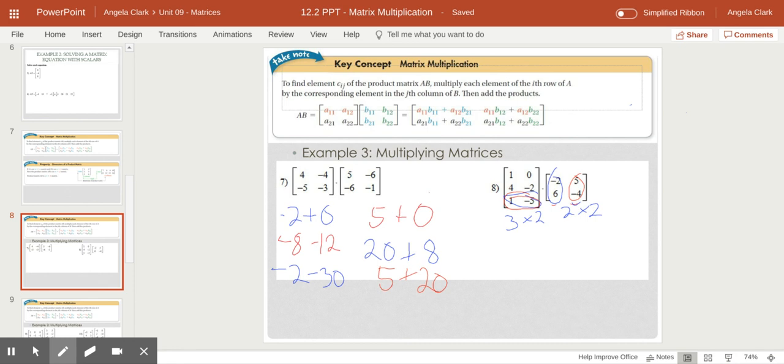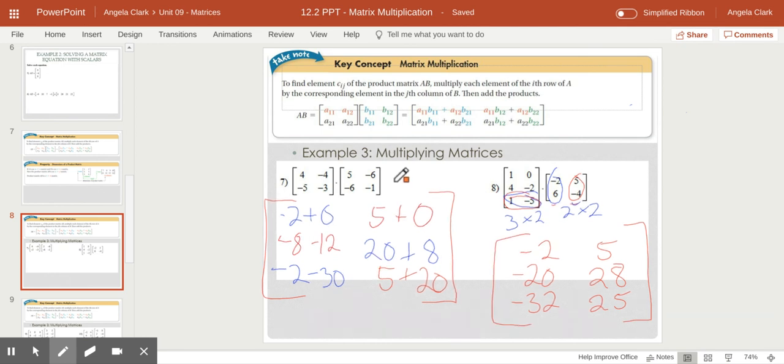So the final answer, well, let me put my brackets in. Final answer, -2 plus 0 is -2, 5 plus 0 is 5, -8 plus -12 is -20, 20 plus 8 is 28, -2 minus 30 is -32, 5 plus 20 is 25. And that is it. So we just do that multiplication where you're multiplying the first thing and then adding, and then multiplying the second thing and then adding, and then multiplying the third thing and then adding.